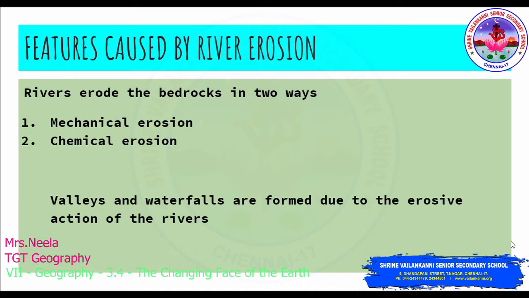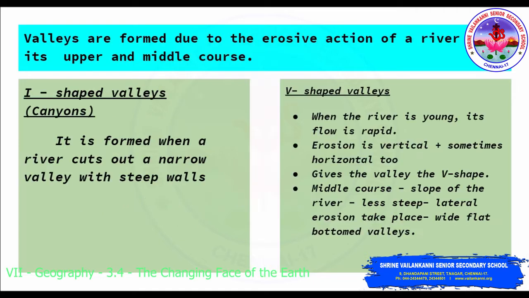Features caused by river erosion. The rivers erode the bedrocks in two ways: mechanical erosion and chemical erosion. Valleys and waterfalls are formed due to the erosive action of the rivers. Coming to the valleys, valleys of different shapes are formed by the erosive action of a river in its upper and middle course.